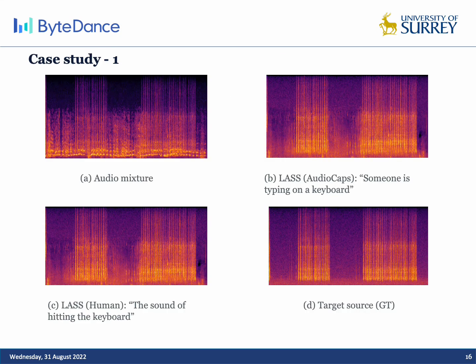Let's look at some case studies. First, let's listen to an audio mixture. Then, if we use a natural language query from AudioCaps, that is, someone is typing on the keyboard, here are the results of LASNet. Then, if we use our collected human description, the sound of hitting the keyboard, here are the separation results of LASNet. And the final one is the ground truth target source for your reference.